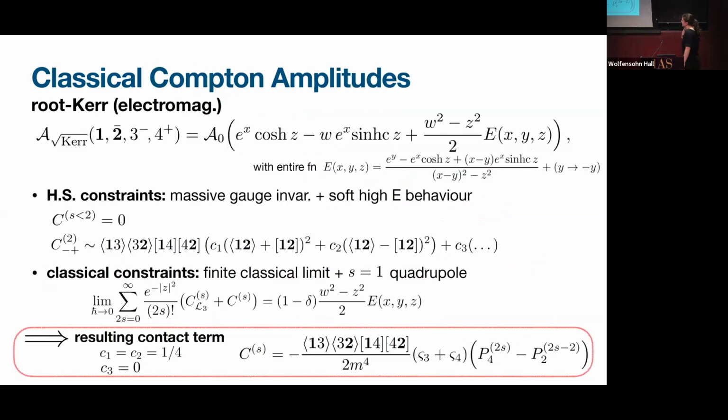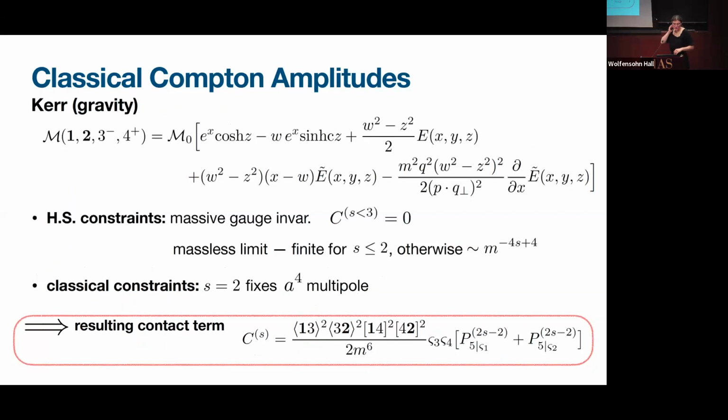Good, so let's present. I'll maybe rush a little bit on the root Kerr because it's potentially a bit less interesting. If you just take the 4-point amplitude that we had previously, we have the highest spin constraints, and we'll just add 2 classical constraints. We'll require that it's finite in the classical limit and that this quadrupole is fixed by the spin 1 scattering. The second constraint is essentially fixing this delta. Then we have a single resulting contact term of this type, and our classical amplitude is just written in terms of some hyperbolic functions, basically.